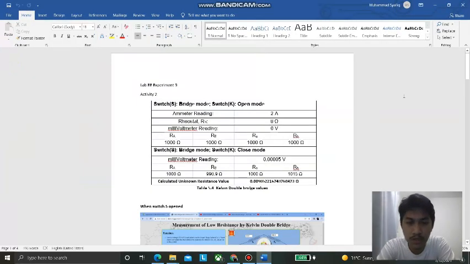Hello and good day to everyone. My name is Muhammad Shafiq bin Kasmazuli and my matrix number is AE190107, and today I will explain to you about activity 2, which is the measurement of load resistance by Kelvin double bridge.